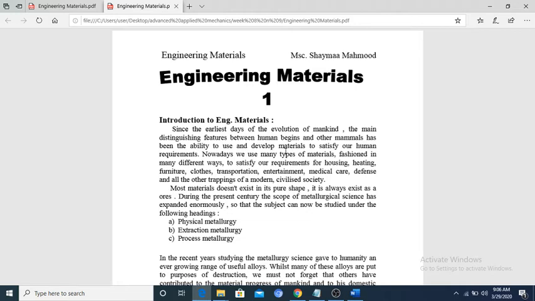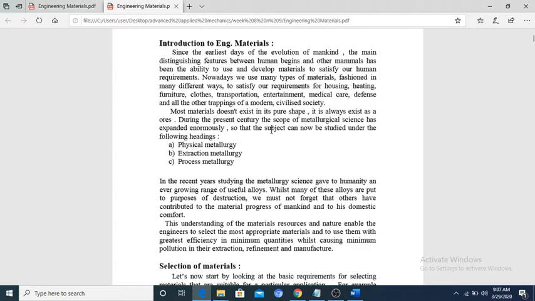During the present century the scope of metallurgical science has expanded enormously, so that the subject can now be studied under the following headings: physical metallurgy, extraction metallurgy, and finally process metallurgy. So you can go through these notes. The selection of materials: how to select the materials?